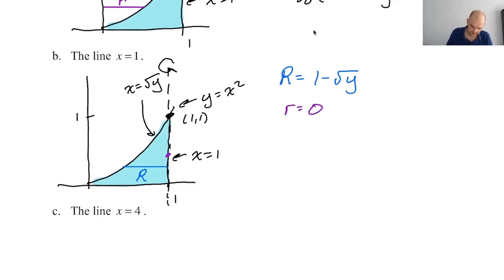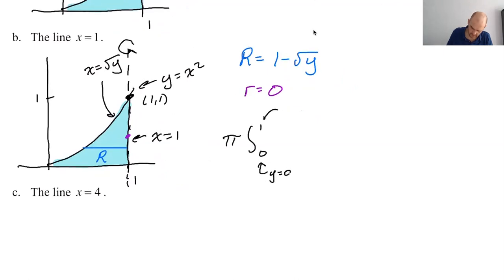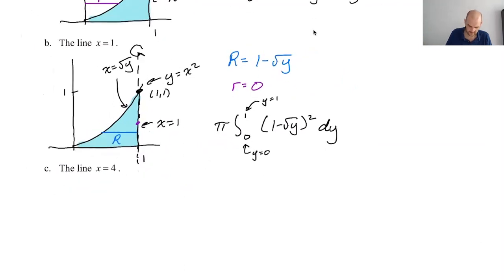Now what are we doing? We're going to integrate. So it's pi, integral from 0 to 1. These are y values. So y equals 0, this is y equals 1. The big radius squared minus the little radius squared, so minus 0, and then dy. And I'll get that on a calculator.